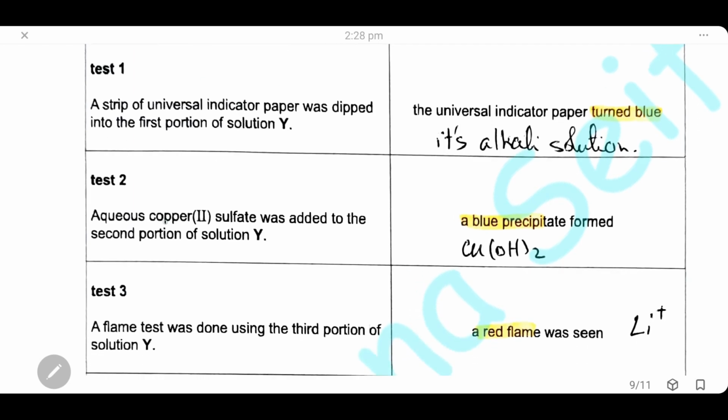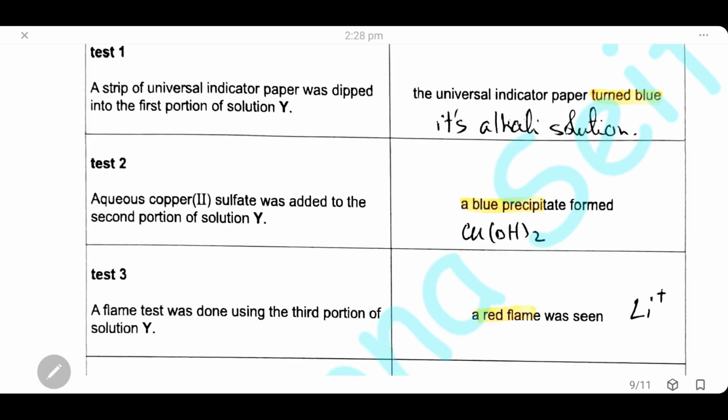Test 2. Aqueous copper sulfate was added to the second portion of solution Y. A blue precipitate is formed. Copper sulfate will react with the alkaline solution containing hydroxide ions to form a blue precipitate of copper hydroxide.